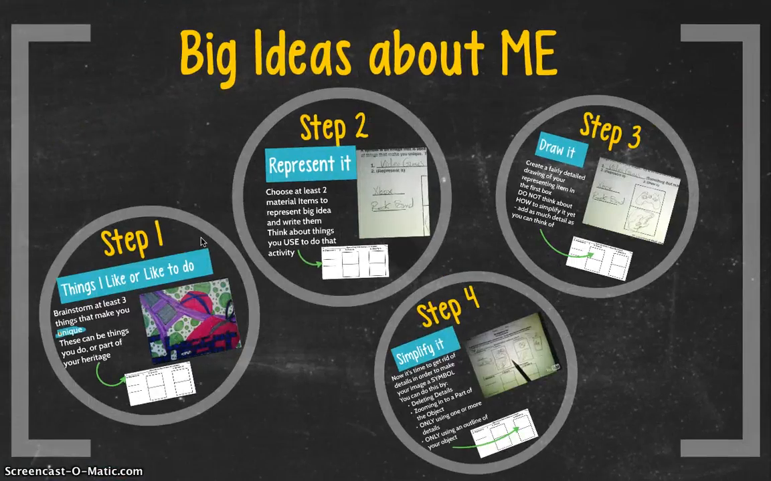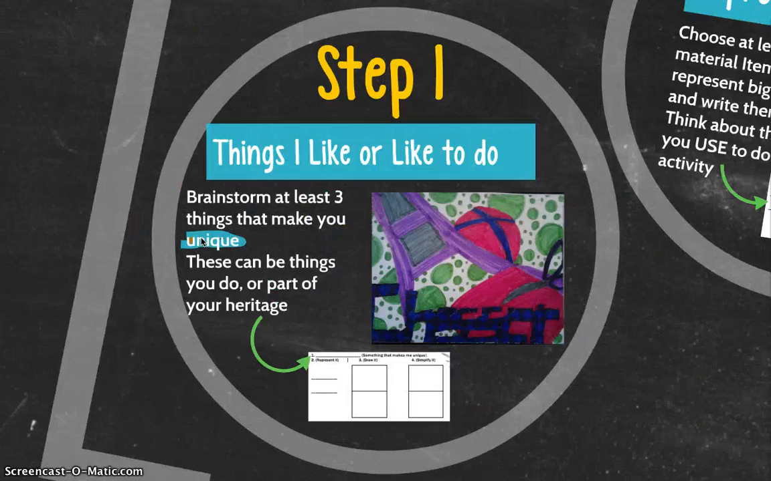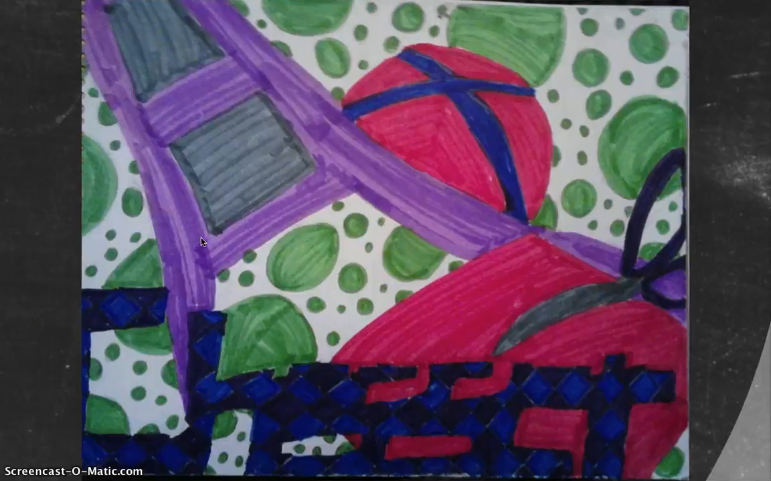So now, what we are going to do is come up with some big ideas about you to symbolize. So let's start here. Step 1 is coming up with some things that you like or like to do. You're going to brainstorm at least 3 things that are going to make you unique. What were the 3 things about me that made me unique?